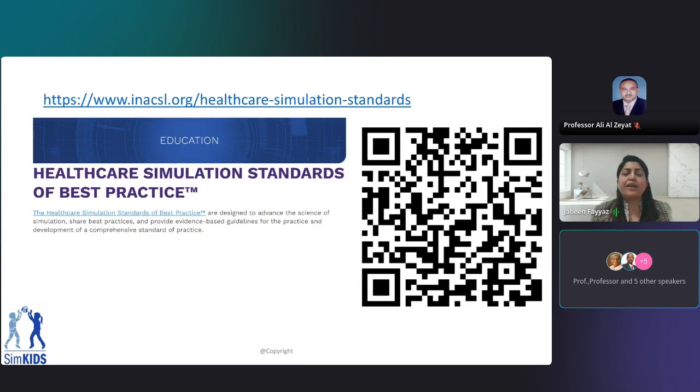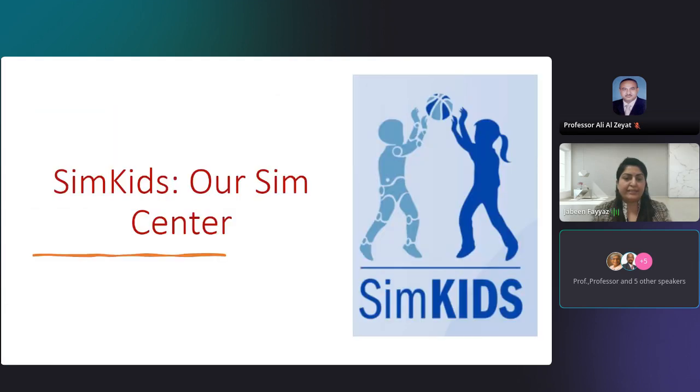Another important thing for you as an educator and for all of us is to be aware of the Healthcare Simulation Standards of Best Practice. INACSL is a group which has defined 12 standards of healthcare simulation, and this is the barcode. It is free to download and free to work upon. You are free to just scan this barcode and download the standards.